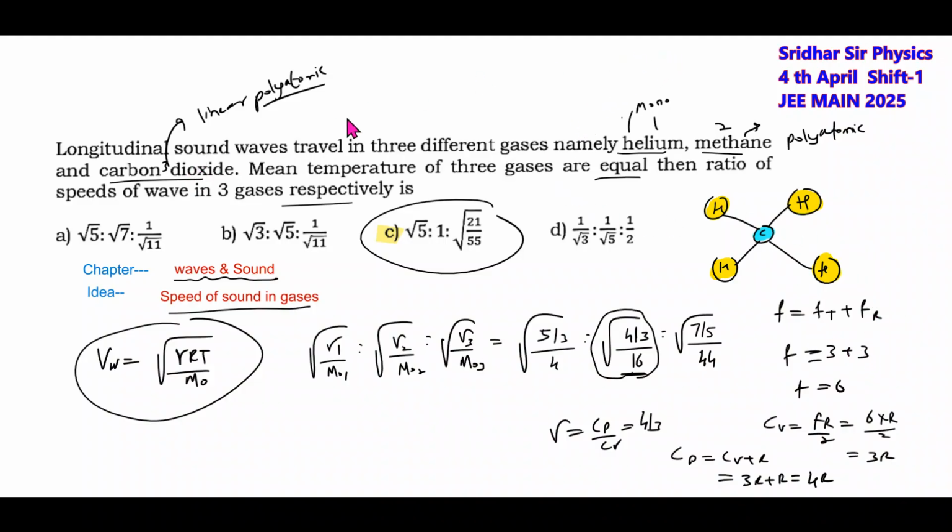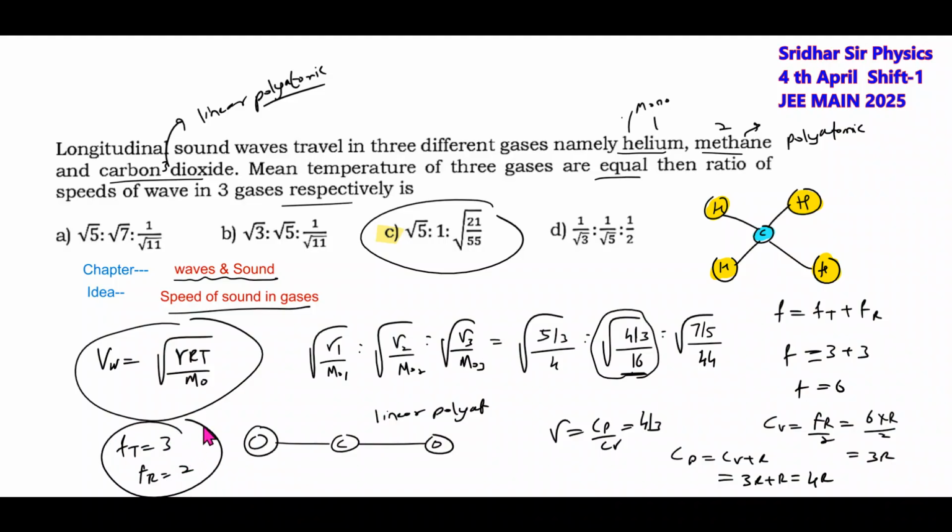What about carbon dioxide? Carbon dioxide has carbon and oxygen, so it's like a linear polyatomic. How many degrees of freedom? 3 translational, 2 rotational, so it will be similar to diatomic. The total number of degrees of freedom will be 3 plus 2, which is 5. So Cv will be 5R by 2 and Cp will be 7R by 2. This is about carbon dioxide.